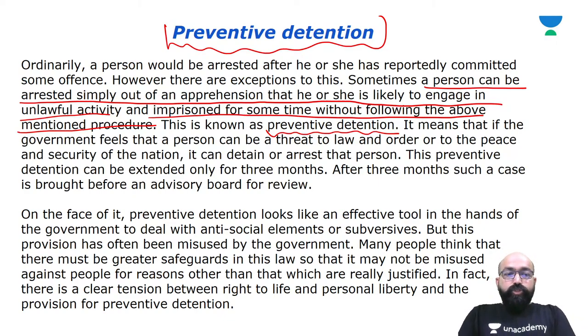So, on the face of it, preventive detention looks like an effective tool in the hands of the government to deal with antisocial elements or subversives, but its provision has often been misused by the government. Many people think that there must be greater safeguards in this law so that it may not be misused against people for reasons other than those which are really justified. So, in fact, there is a clear tension between the right to life and personal liberty and the provision for preventive detention.